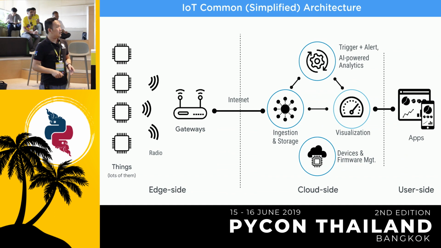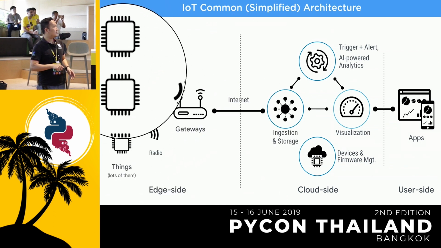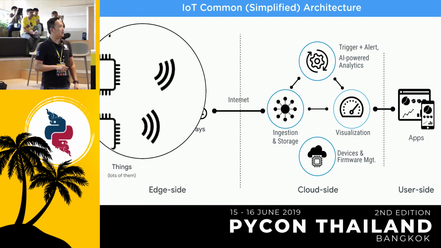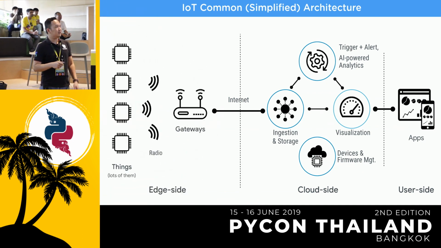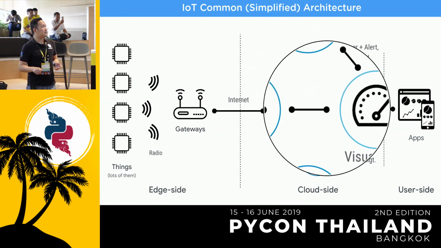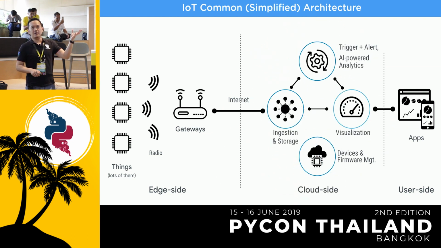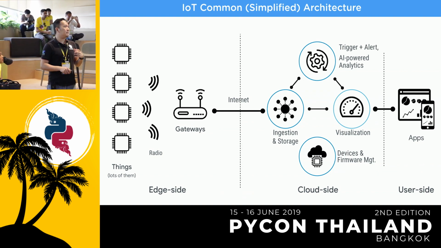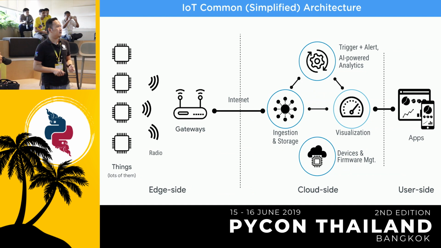So you can see here there are things, a lot of them. And things usually connect to the cloud via gateways, because mostly things communicate through radio. And then on the cloud, this is a simplified architecture: you have ingestion or storage, you have analytics, you have device management and visualization.